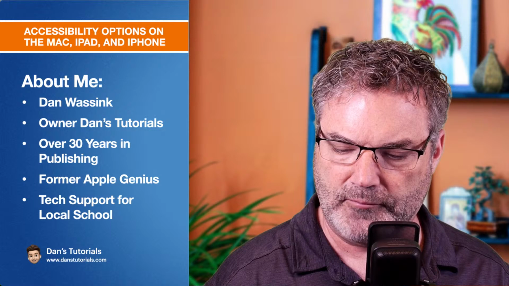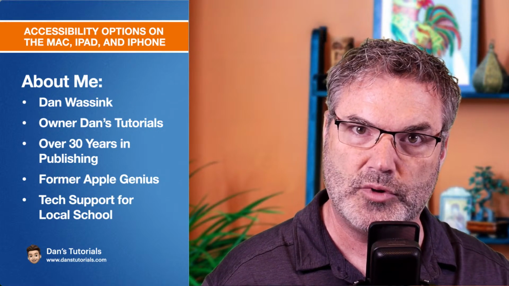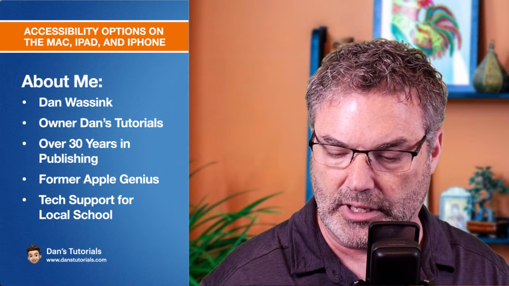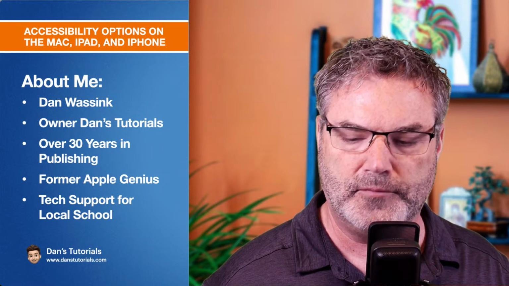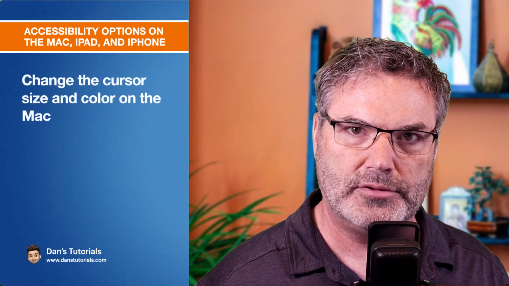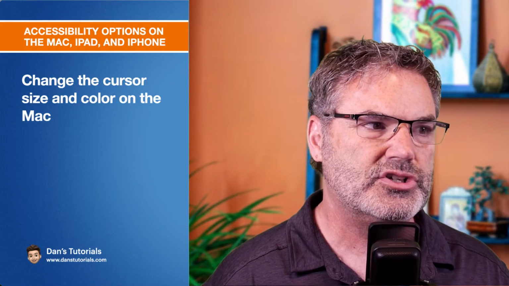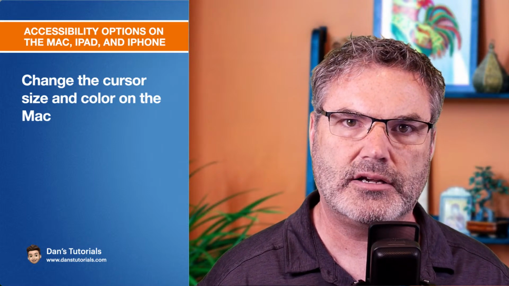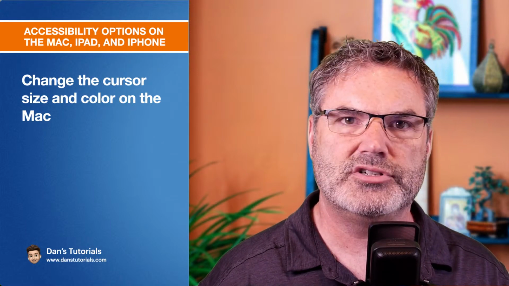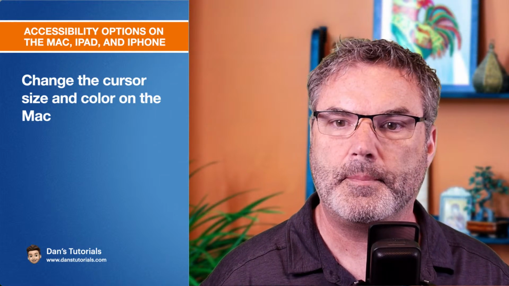So that's not what you came for. Let's get started and talk about some of these accessibility options and what you can do to make your computer or things easier to read and easier to use. We're first going to focus on the Mac. We'll take a look at a couple of Mac things here. The first one is you can change the cursor size and color on the Mac. Now this is new in macOS Monterey, the part about changing the color.